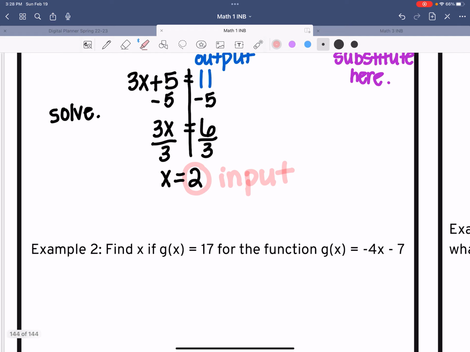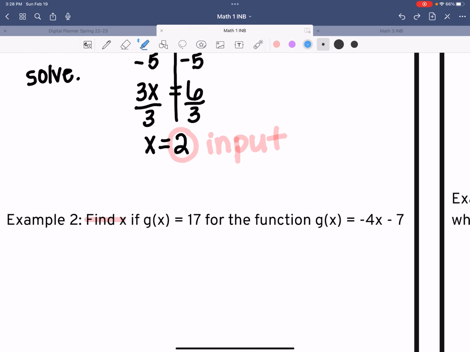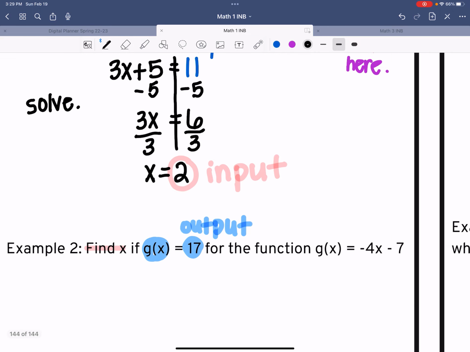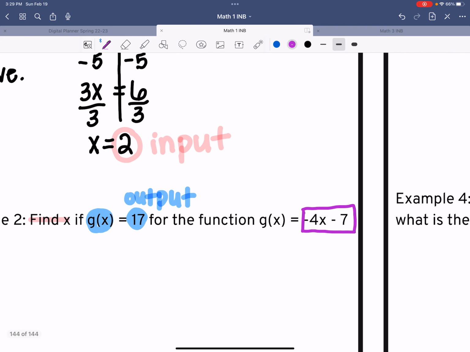All right. So now I'm going to do the same thing here. So we're finding x, we're finding the input, but they gave us the output. So the output for this particular problem is 17. So they're saying g of x is 17, so that's your output. So we're going to set it equal to 17, not plug in. We are not going to substitute here. Do not substitute here.